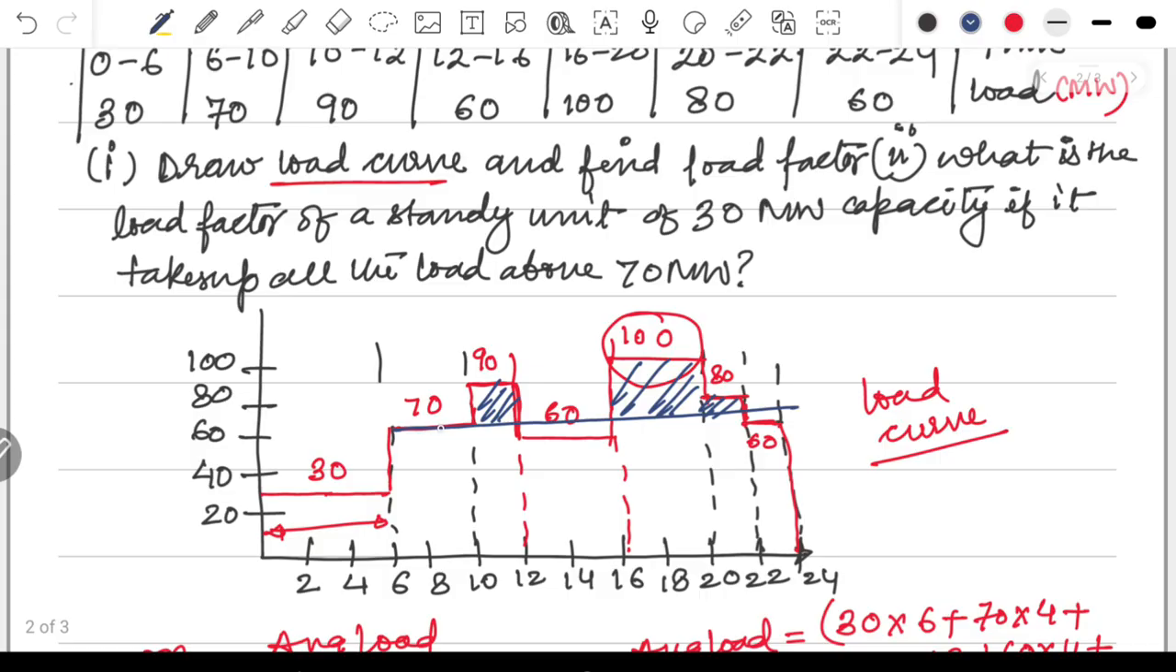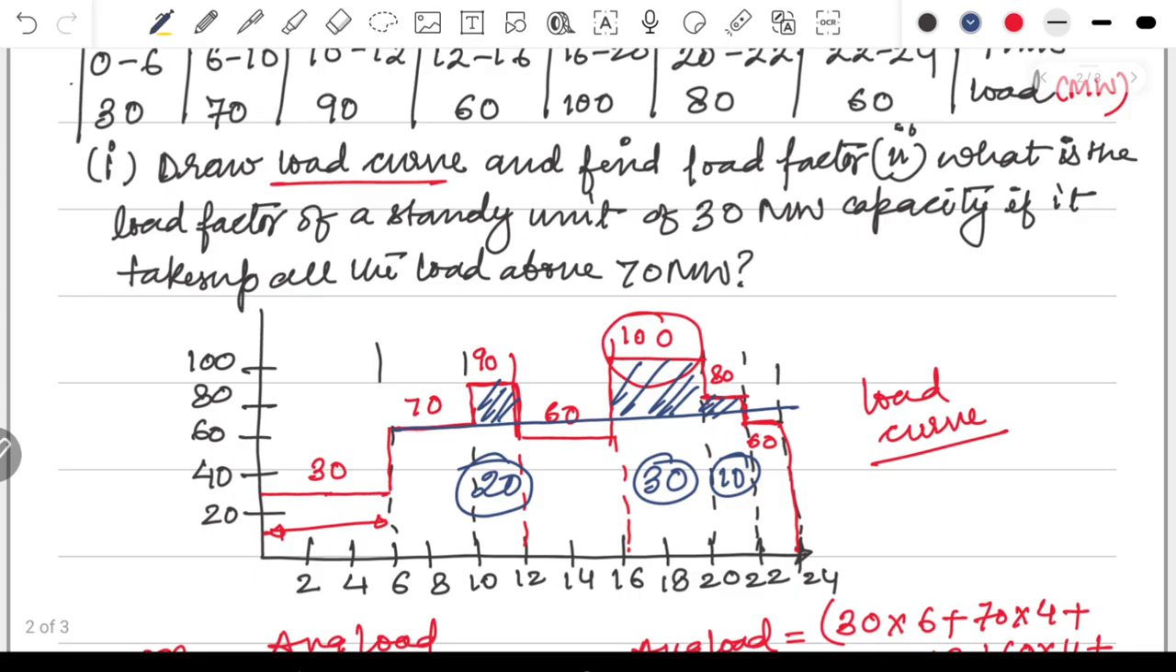So this is 70, and above this is 90. So 90 minus 70 will be 20. So 20 megawatt is here. Then 100 minus 70, that is 30, is here. And then 80 minus 70, that is 10, is here.